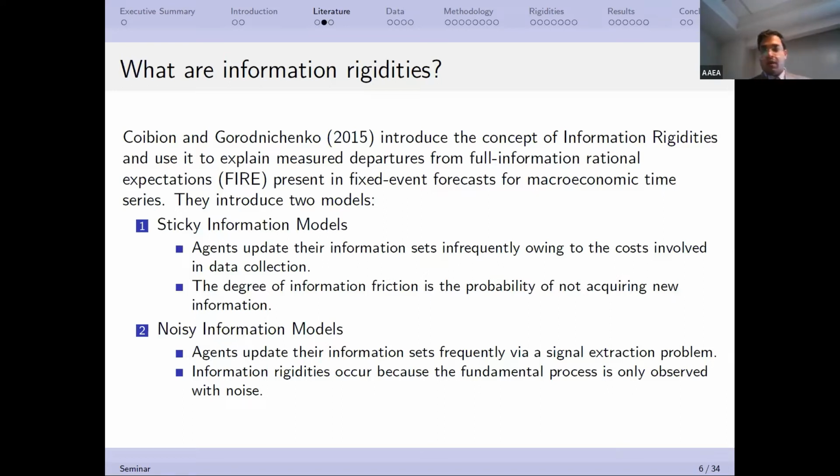The other set of models is noisy information models. In these models, agents update the information sets frequently, but they do so via a signal extraction problem. For example, USDA forecasters make forecasts based on the surveys that they collect from farmers. Now, it might be that these surveys have a lot of noise, but USDA forecasters are not able to efficiently filter out noise from the information to update their forecasts regularly. So it could be because of noise that they do not have access to complete information. If information rigidities are present, then USDA forecast errors and revisions should be consistent with sticky information and noisy information models.